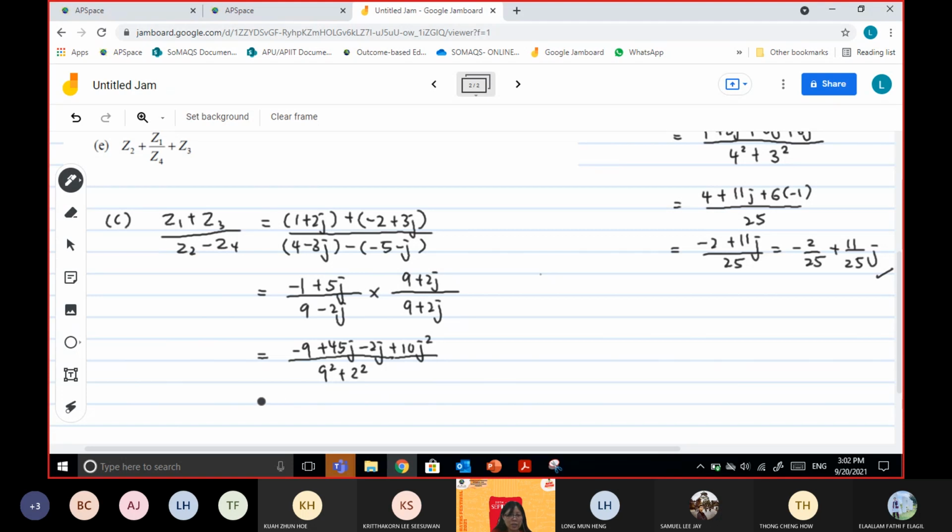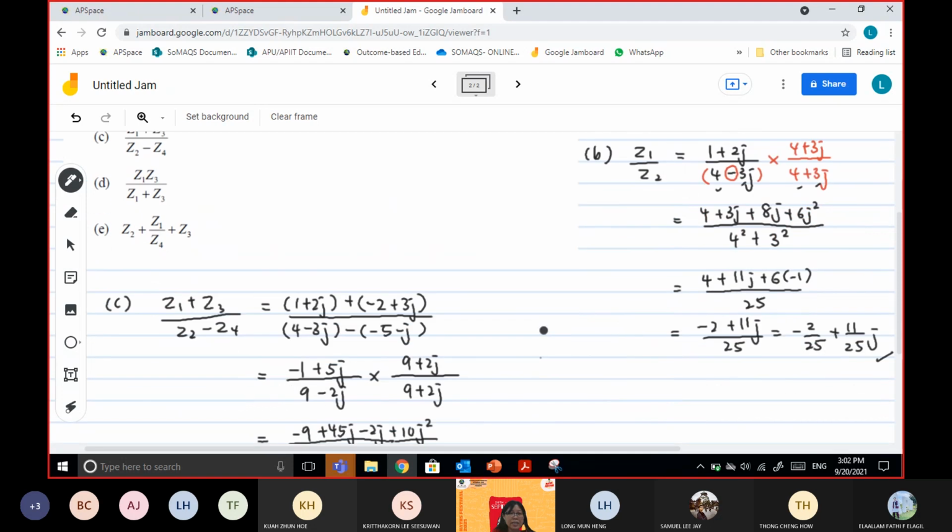Then we continue to simplify it. The 10 times j squared, which is minus 1, gives minus 10, so negative 19, then plus 43j. Then 9 square plus 4 square, 81 plus 4, 85. After simplifying, you will get negative 19 over 85 plus 43 over 85j. So that is done for part C. Check your answer. Next is question D.